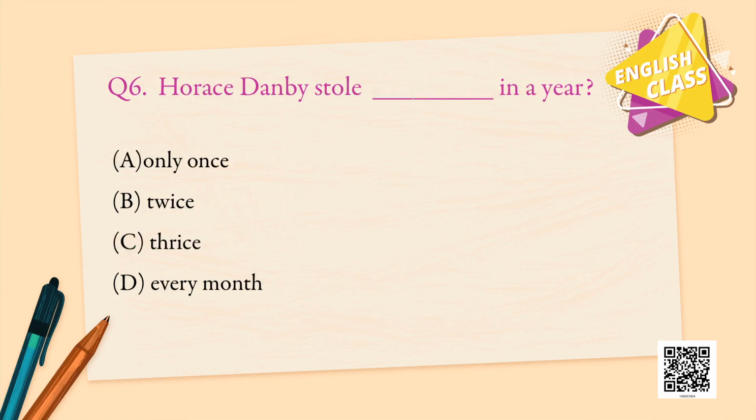Let's continue. Horace Danby stole dash in a year. How many times? Only once, twice, thrice, or every month? Great, only once.